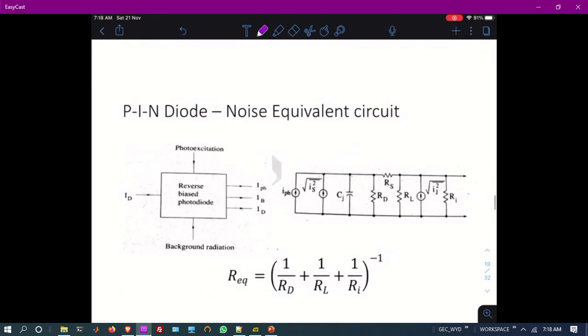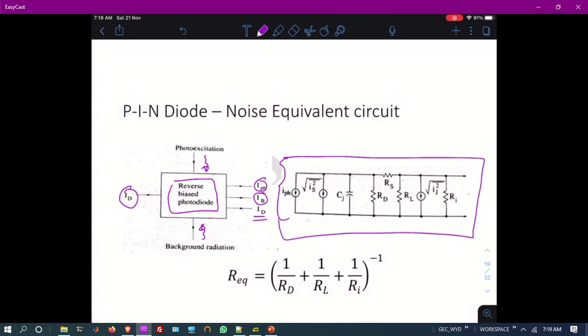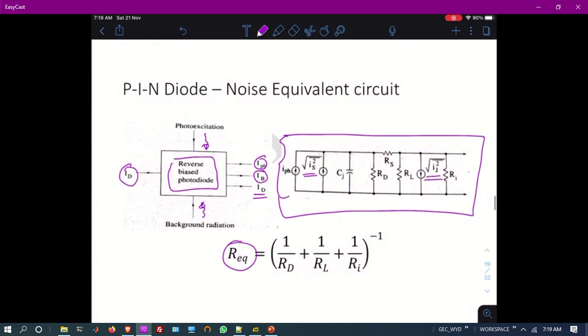If you want to look at the equivalent circuit, this is the photodiode in reverse bias, and there is a photo excitation wherein you provide a light. But there is also some amount of background radiation, which will constitute IB, and there is an ID because of the dark current, and finally you will have IPH. The equivalent circuit of the noise is given as this, where all the parameters we have already explained, and we have two extra currents, IJ and IS. And the R equivalent is the equivalent of all these resistances, given by this expression.